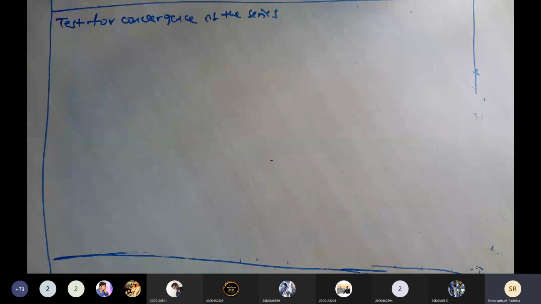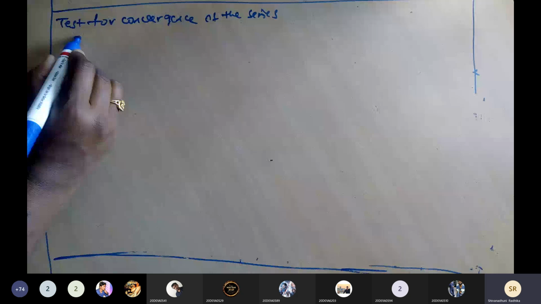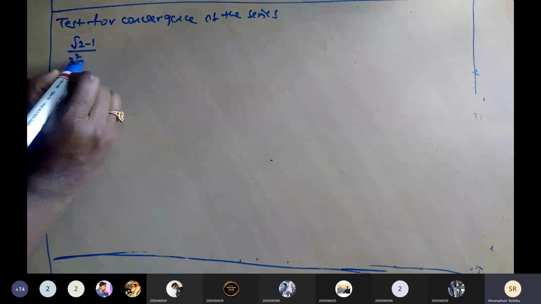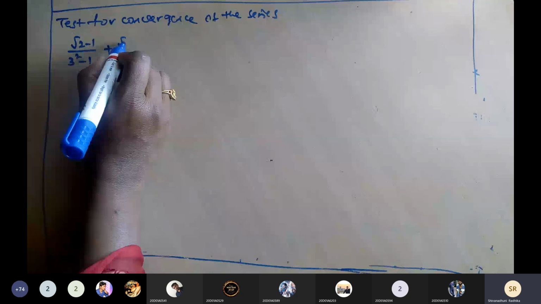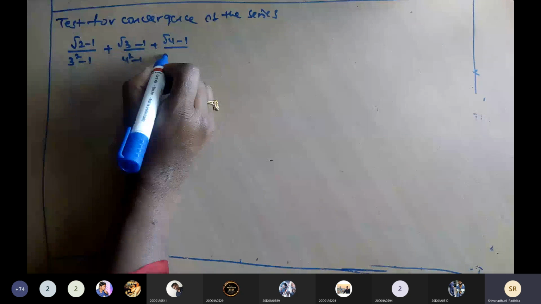Next problem, write down. Test for convergence of the series: root 2 minus 1 by 3 square minus 1, plus root 3 minus 1 by 4 square minus 1, plus root 4 minus 1 by 5 square minus 1, plus etc.